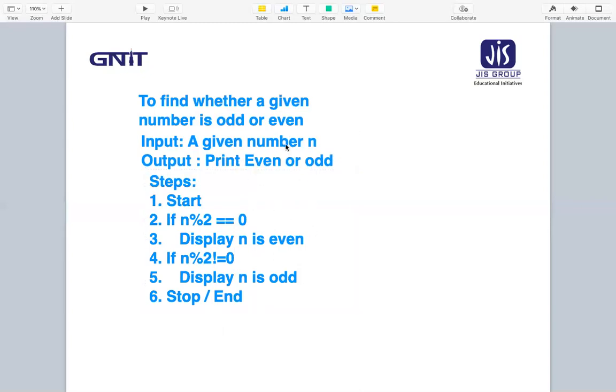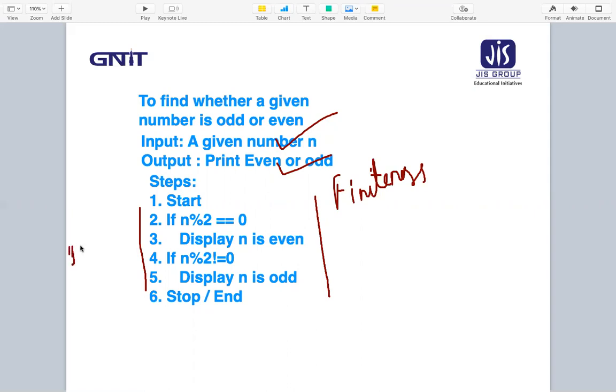But coming back to the algorithm, you see, in this, we are maintaining the input. We are maintaining the output. So it's a sequence of steps, a finite number of steps. So finiteness is maintained. The steps are clear and precise. So anybody who is seeing this program will be able to make it. So it is definite.